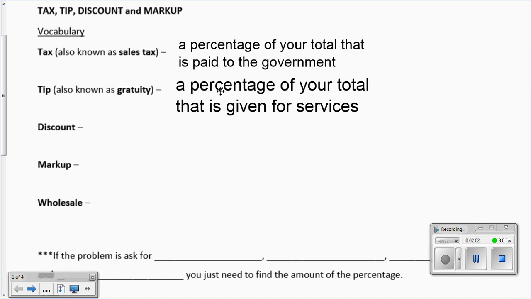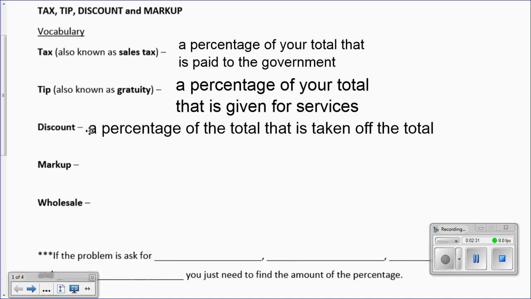So a lot of time you'll see it for waiters and waitresses. Other people might be like a mechanic, a babysitter, like someone who does your nails kind of stuff, a bus driver sometimes gets tips, cab drivers, Uber drivers, all that fun stuff. So that's something that you guys see on a day-to-day as well. Discount, also known as a sale, is the percentage of the total that's taken off from the total. So if something's 50% off, that means 50% of the total we don't have to pay. We don't have to pay that price then. Okay, so it's taken away.